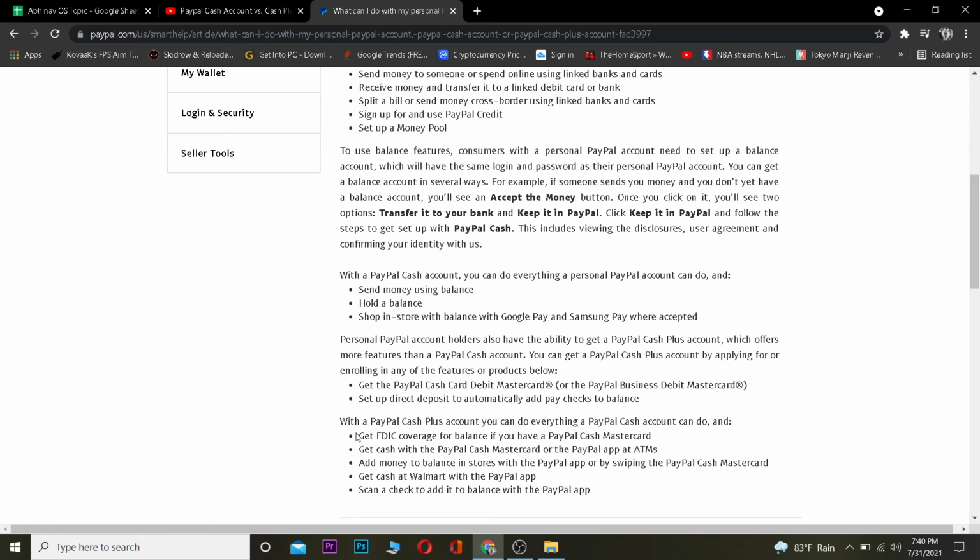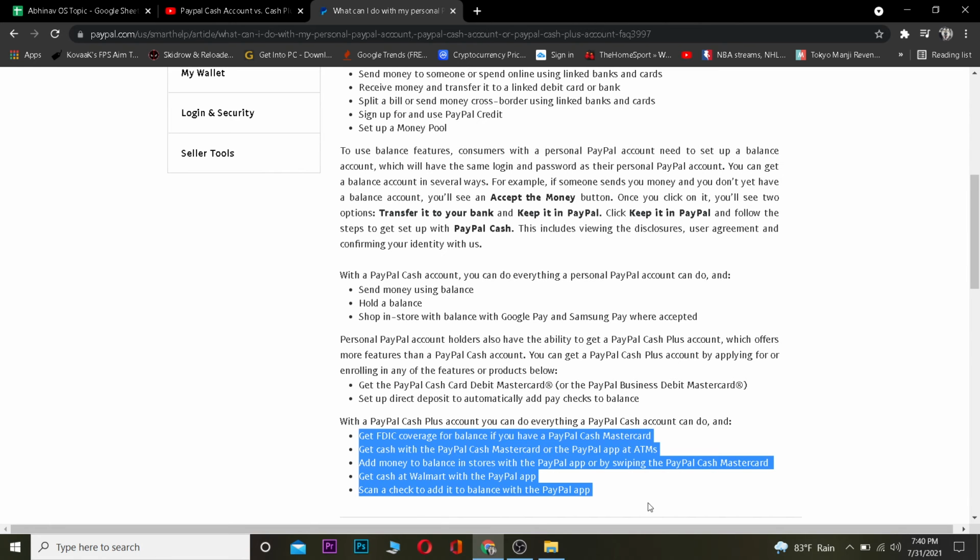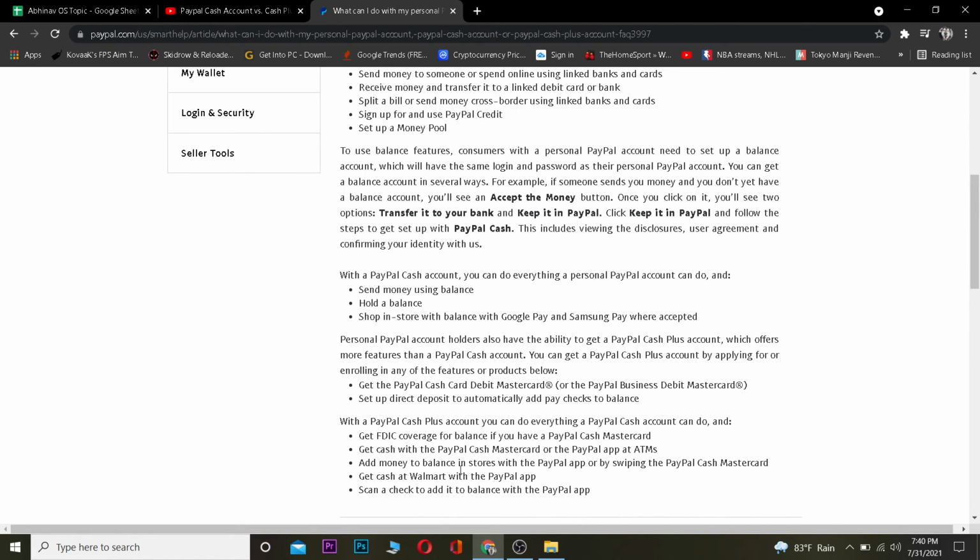Scan a check to add it to your balance with the PayPal app. So what this is trying to say is you guys are going to get all these extra features along with all the features you can use in a normal PayPal account. If I want to suggest, I think you guys can use PayPal Plus because you don't have to pay any monthly charge, and you get every feature you have in a normal PayPal account and more as well. So it's your choice. If you want more features, you can use PayPal Cash Plus. If you do not want more features, you can use the normal PayPal. But I think people should go for PayPal Plus because it gives you more features.